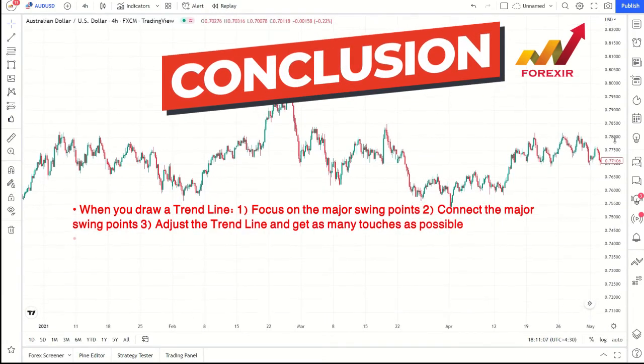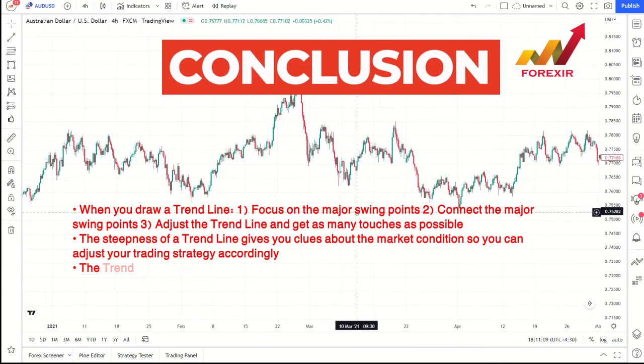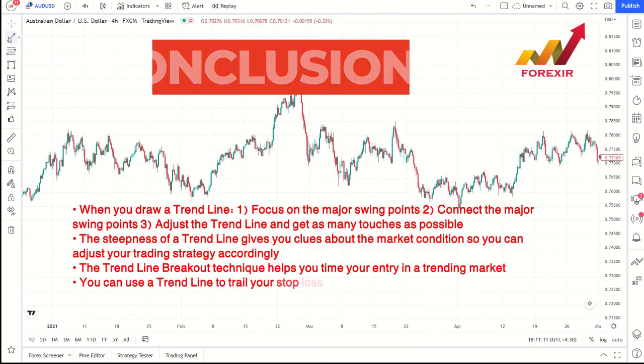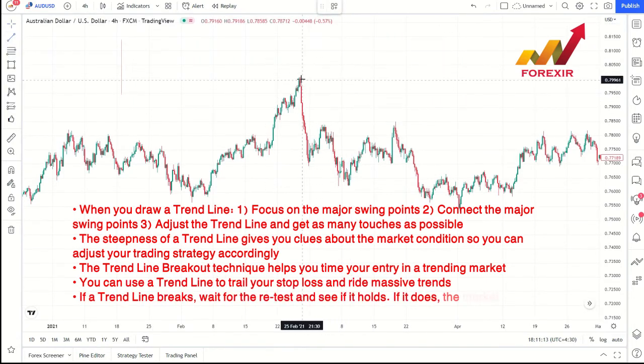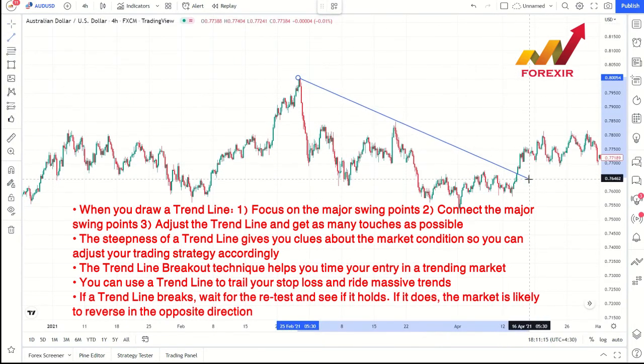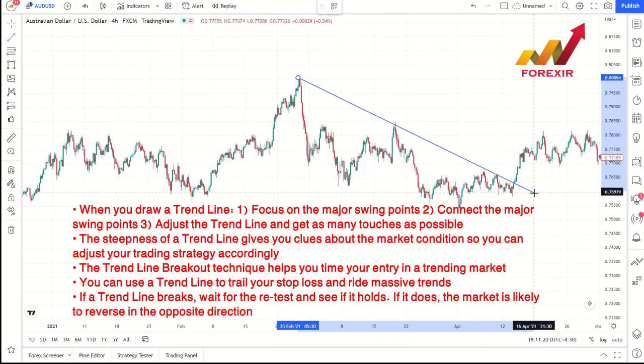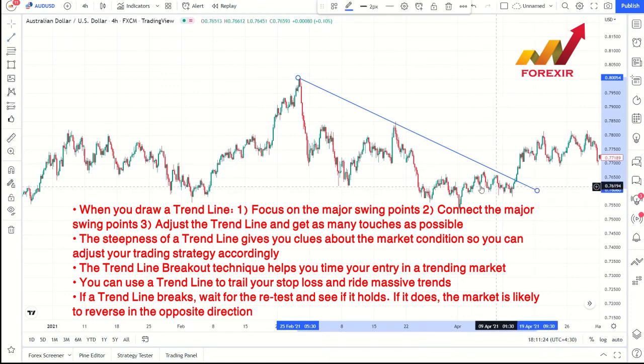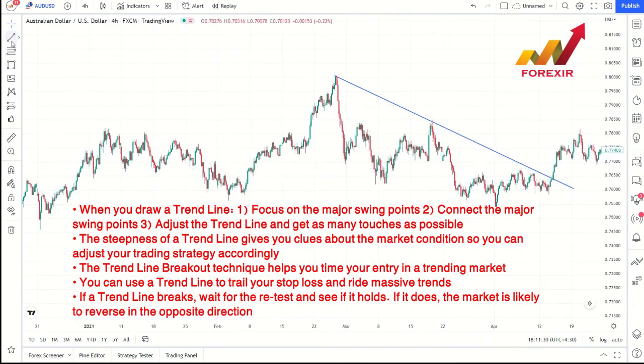When you draw a trend line, 1. Focus on the major swing points. 2. Connect the major swing points. 3. Adjust the trend line and get as many touches as possible. The steepness of a trend line gives you clues about the market condition so you can adjust your trading strategy accordingly. The trend line breakout technique helps you time your entry in a trending market.